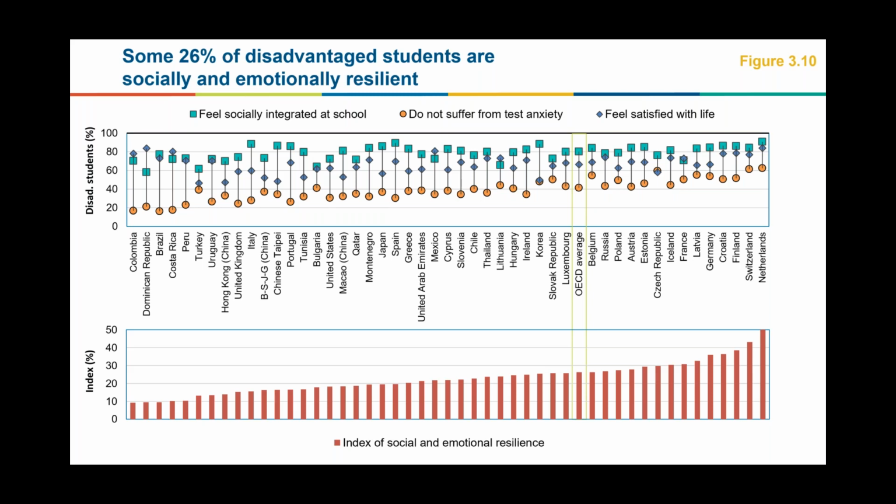Now, why is this important? Because those are very important dimensions that shape what we do in our lives and how our attitudes to learning relate. Now, if we basically don't feel socially integrated in school, then many other factors are impeded as well.